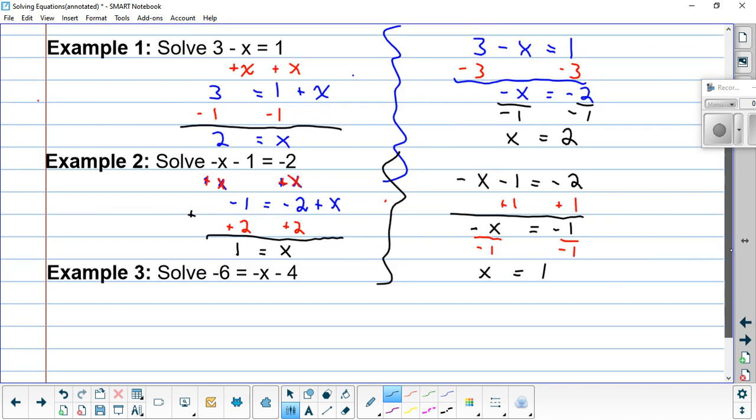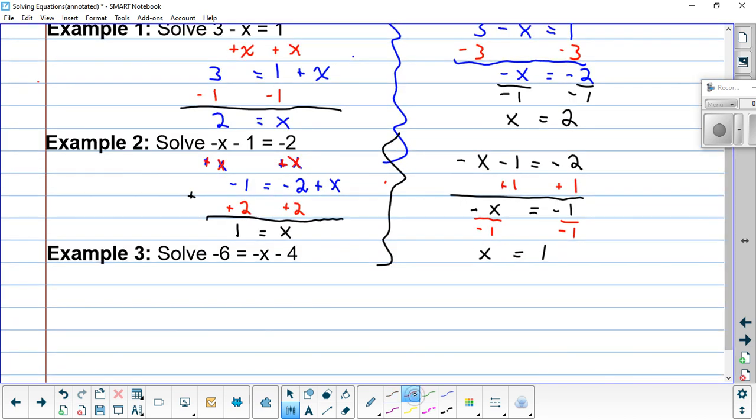So last one I'm going to do, so here let's get this x positive, so we have to add it to both sides. Then we can see that we have x minus 6 equals negative 4. Okay. Then we have to isolate our x by adding 6 here, adding 6 here.